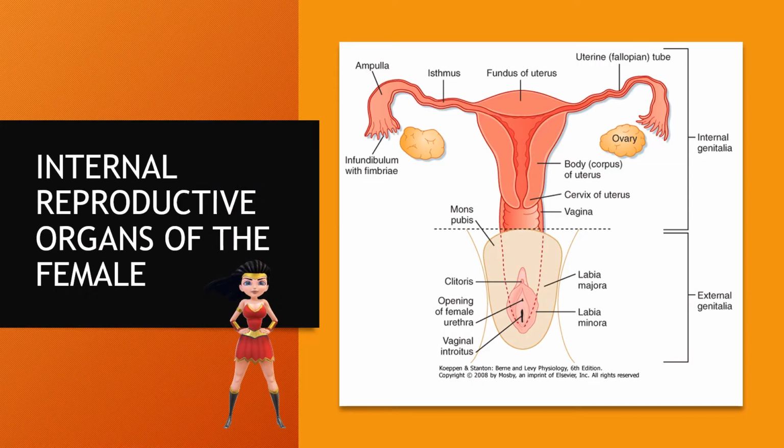So let's see the internal reproductive organs of the female. Looking at the anterior view, we have your uterus, the fallopian tube, the ovaries, and the cervix with the vagina, with the vaginal introitus, and in here would be the urethral opening.